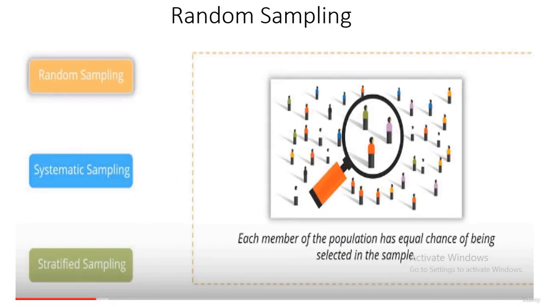Okay, the first one is random sampling. That means random means it is picked without any specific order. Each member of the population has equal chance of being selected in the sample.